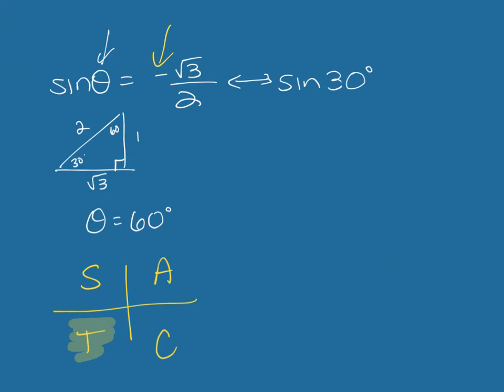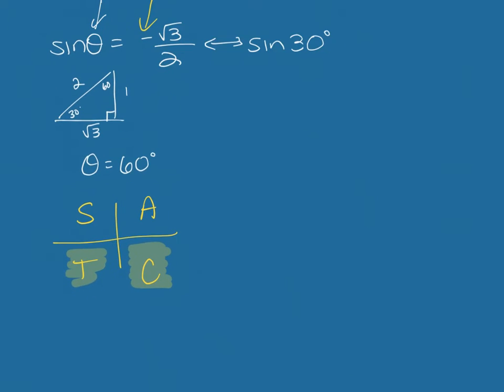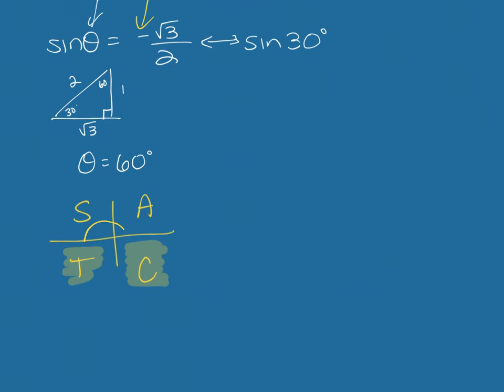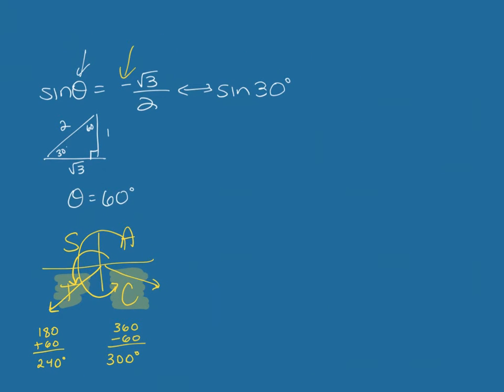It's in the third quadrant and the fourth quadrant. So if my reference angle is 60, that means I have to go past 180, 60 degrees. So I do 180 plus 60, and I get 240. And if it's in the fourth quadrant, I'd have to go 60 degrees away from 360, so it's 360 minus 60. So the two answers to this question are 240 and 300.